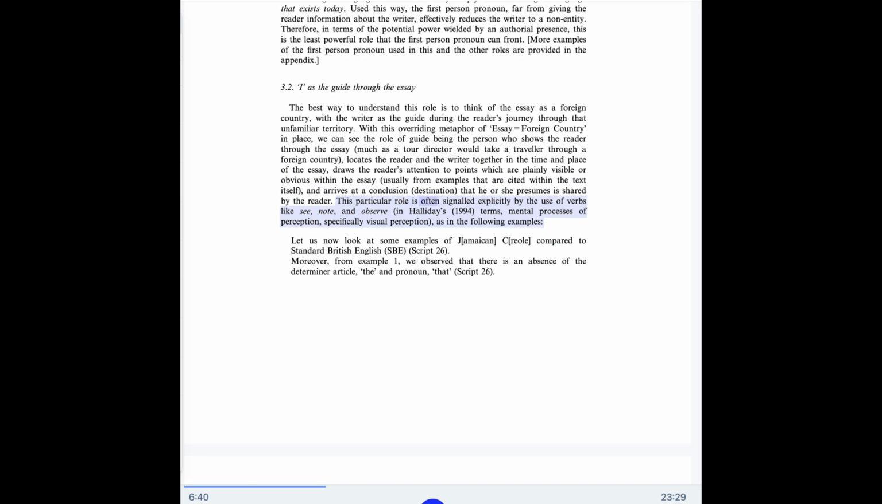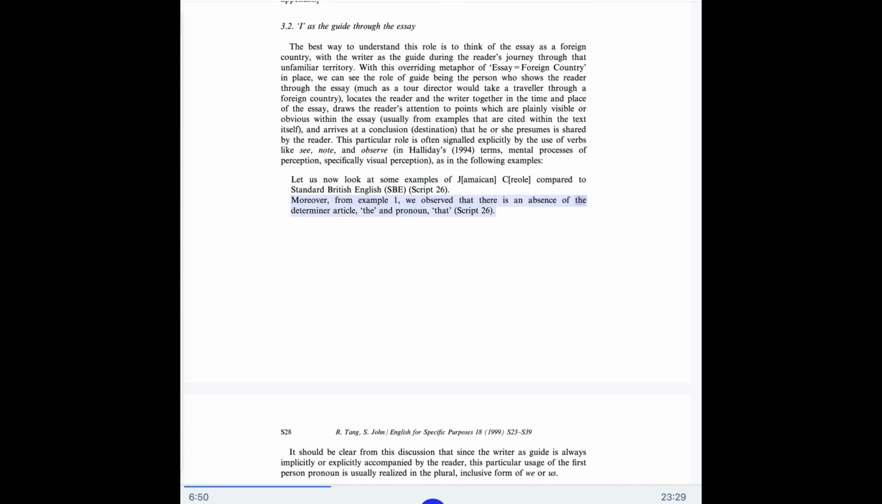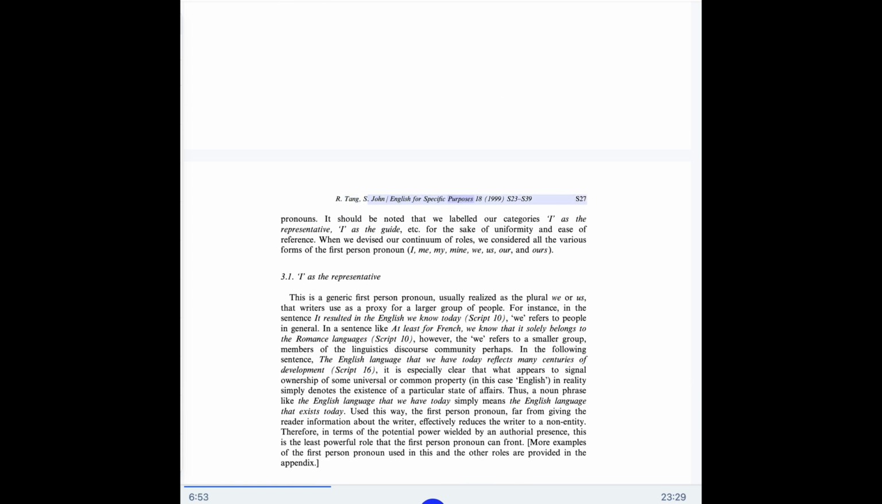This particular role is often signaled explicitly by the use of verbs like "see," "note," and "observe," in Halliday's 1994 terms, mental processes of perception, specifically visual perception, as in the following examples. "Let us now look at some examples of JC compared to standard British English SB" (script 26). "Moreover, from example 1, we observe that there is an absence of the determiner article, then pronoun that" (script 26). R. Tang, S. John, English for Specific Purposes, 1999, S23-S39, S27.